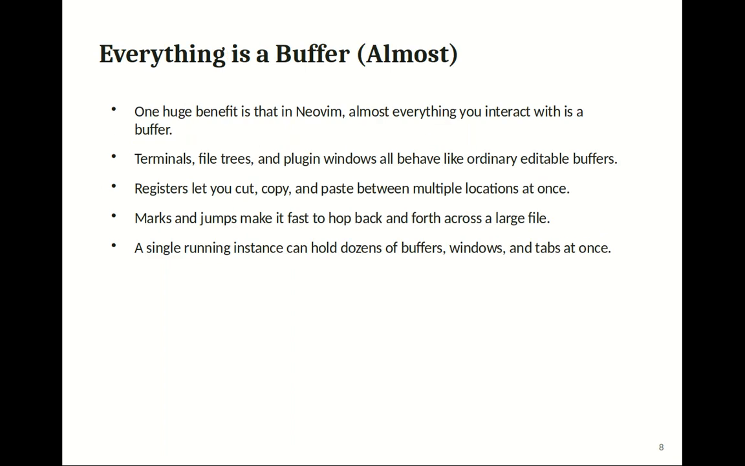Everything is a buffer, almost. One huge benefit is that in Neovim, almost everything you interact with is a buffer. Terminals, file trees, and plugin windows all behave like ordinary editable buffers. Registers let you cut, copy, and paste between multiple locations at once. Marks and jumps make it fast to hop back and forth across a large file. A single running instance can hold dozens of buffers, windows, and tabs at once.